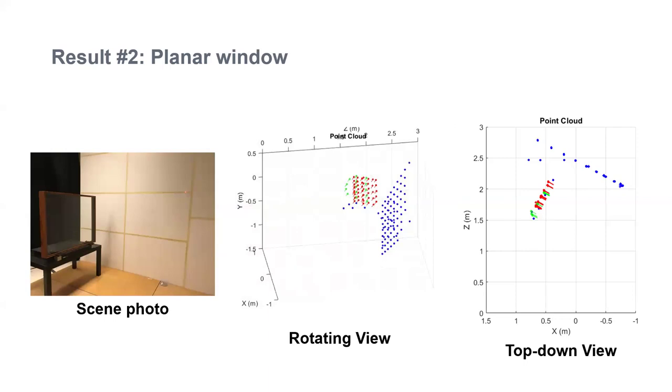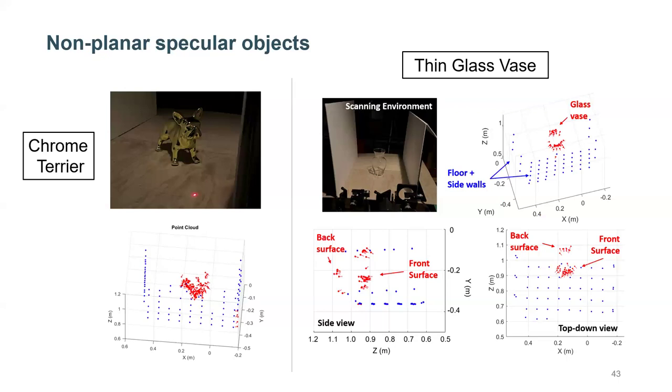In the last two experiments, the specular surfaces in the scene were all planar. But our method is also capable of scanning non-planar specular objects. And so that's what these two results show. In this first experiment, we tried to scan the shape of a chrome-plated Boston Terrier piggy bank, which is shown here. Our results are shown on the bottom left. And so the red points correspond to points on the dog. And I don't know about you guys, but to me, this resembles the shape of a dog.